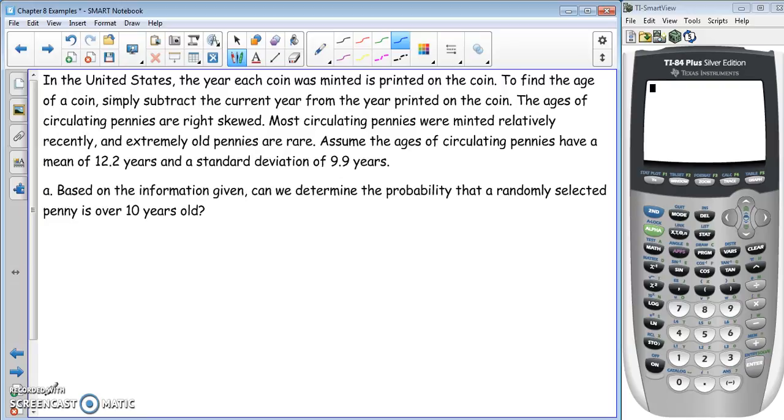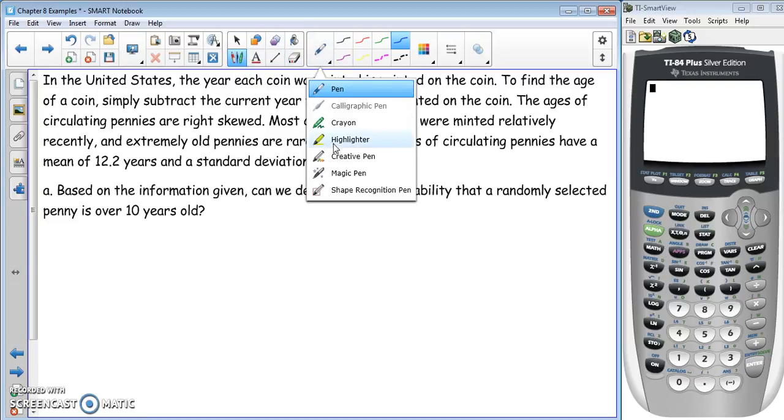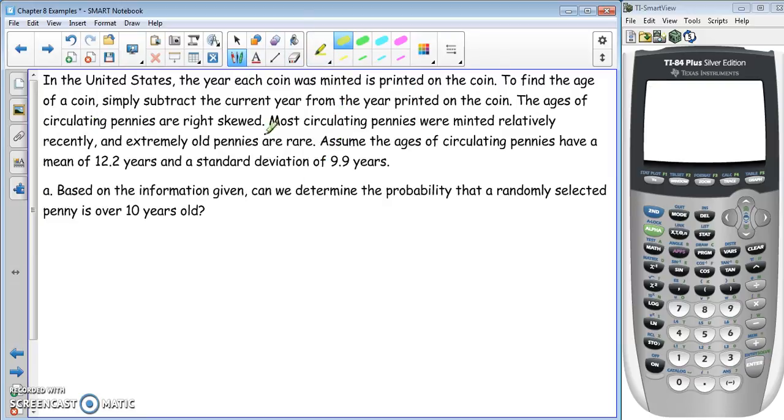Assume the ages of circulating pennies have a mean of 12.2 years and a standard deviation of 9.9 years. Based on the information given, can we determine the probability that a randomly selected penny is over 10 years old? So I'm going to go back and read through what we have. Let's mark our important information here. The ages of circulating pennies are right skewed, and they have a mean of 12.2 years and a standard deviation of 9.9 years.